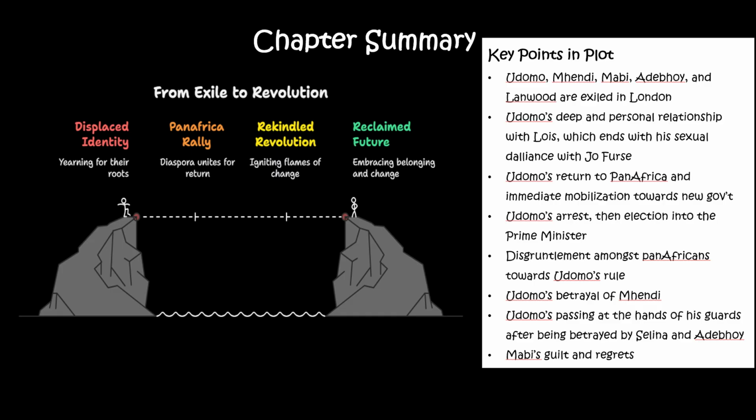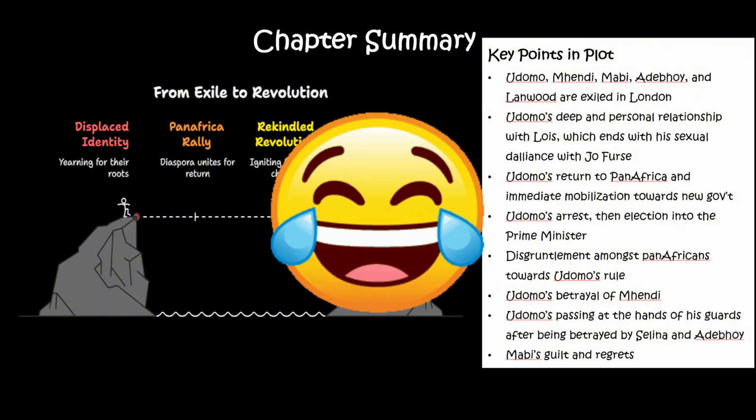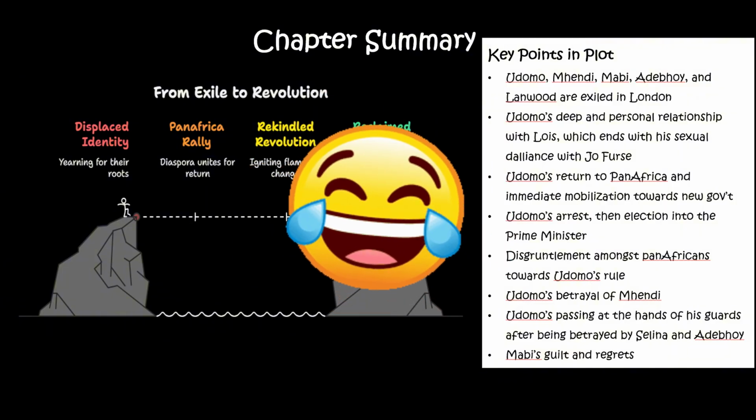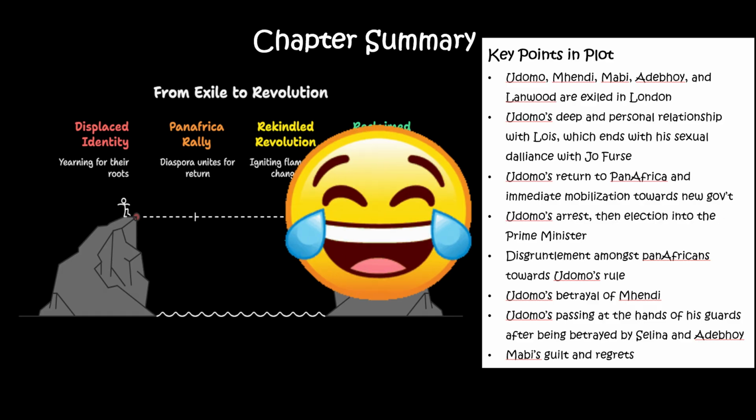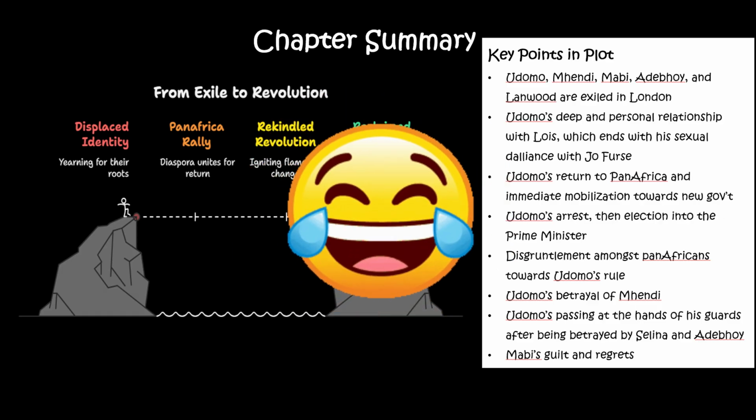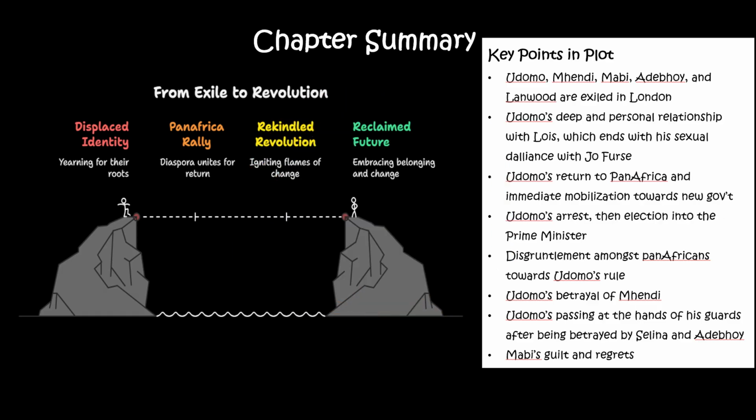He then calls on his old friends who are in London, such as Lanwood and Mabi, to come and help him with government, and Manti to help him with his fight for independence in his native country of, wait for the tongue twister, Pluralia. Okay, Pluralia. But when this new government is formed, there are already tensions.